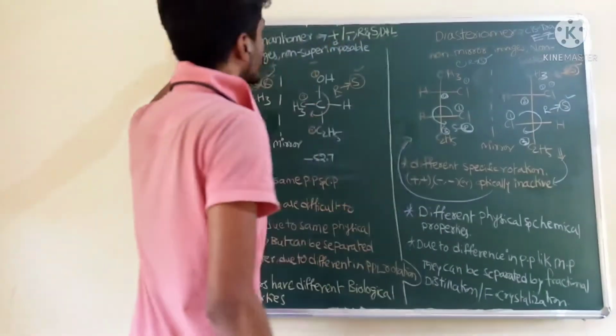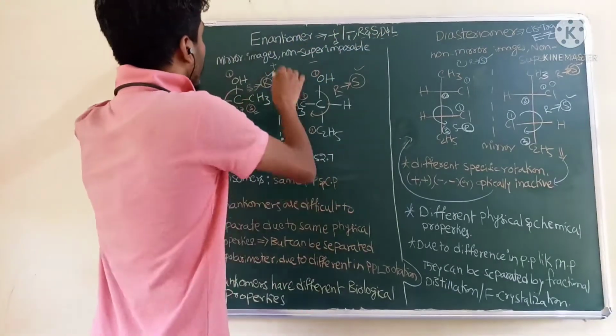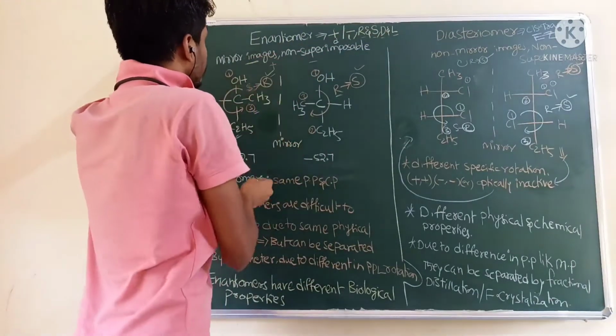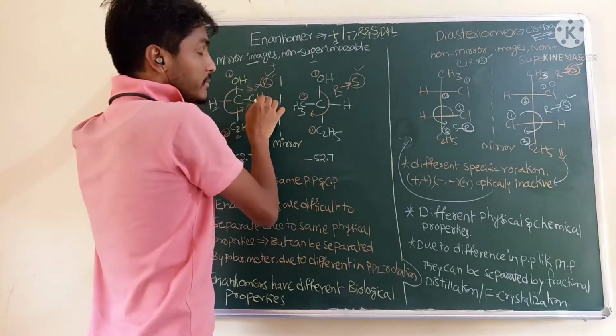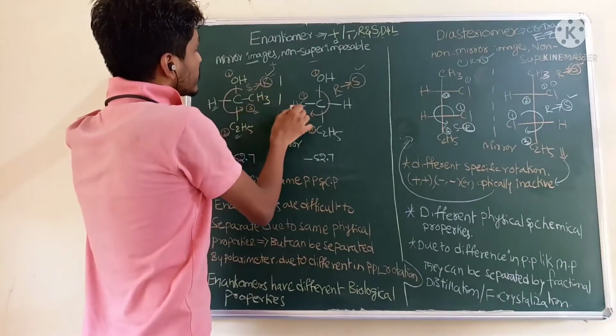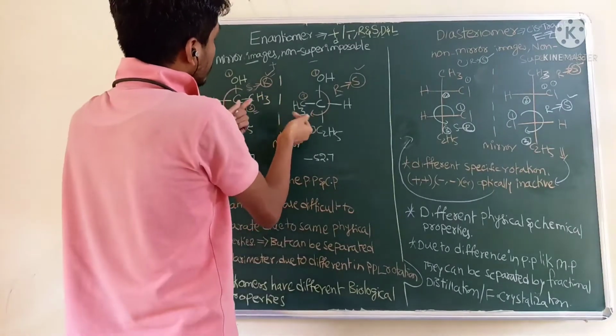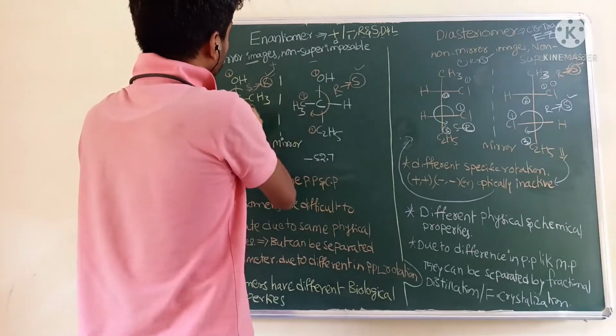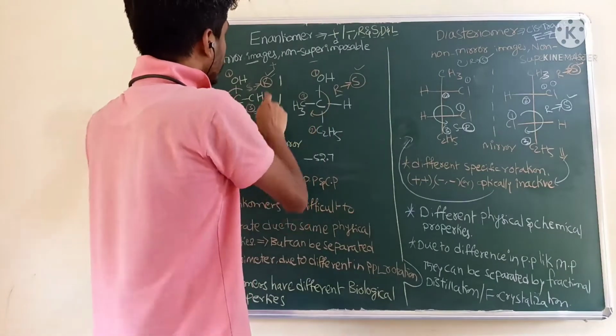Now the topic is enantiomers and diastereomers. Enantiomers are non-superimposable mirror images. When you draw a mirror, CH3 matches to CH3. H, OH, C2H5: these are mirror images.